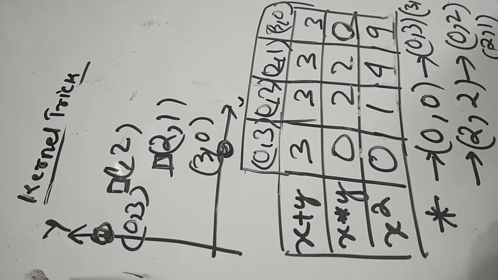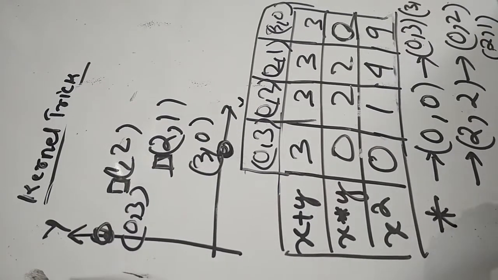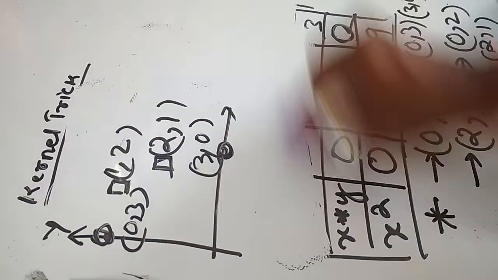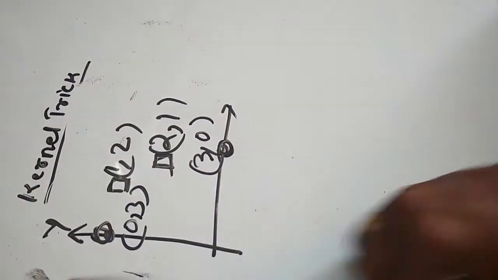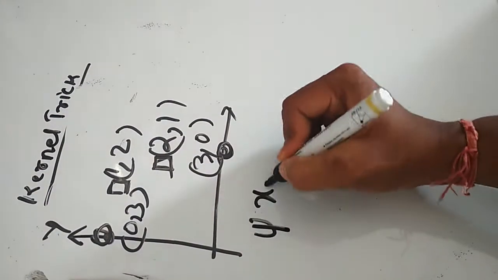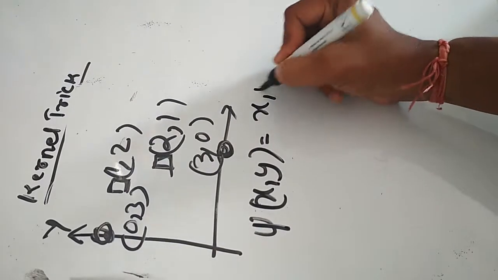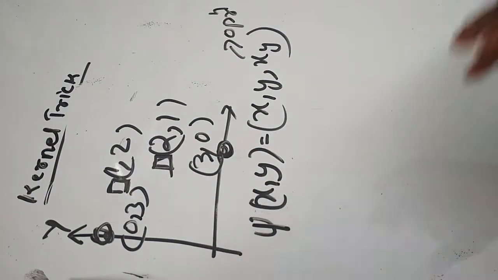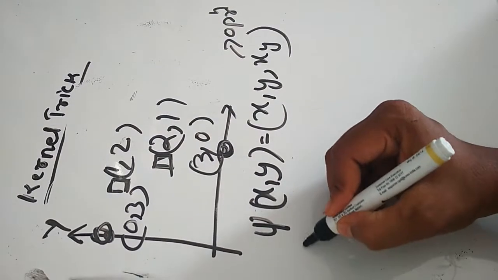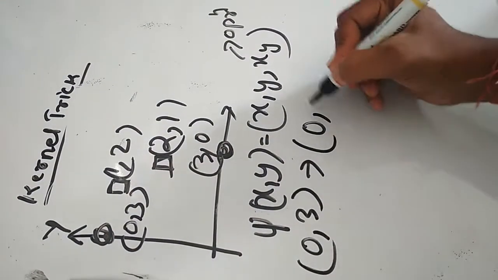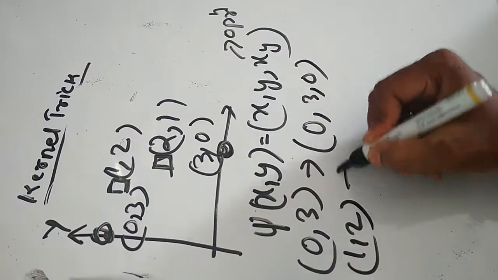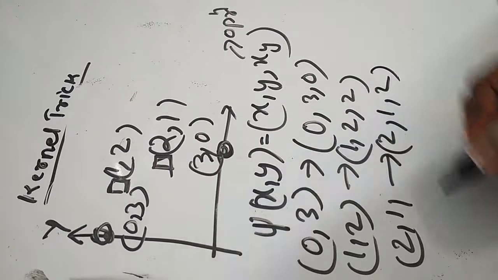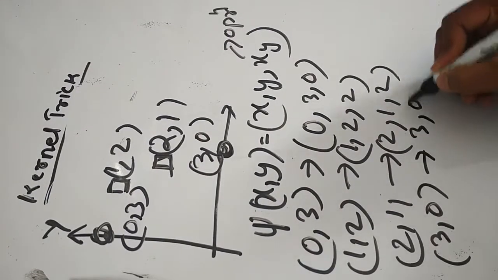So we can represent this by applying a rule, that is x star y, in 3 dimensions. So how to represent this in 3 dimensions? In 3 dimensions we can represent psi of x comma y as x comma y comma xy. This is the operation we are doing to represent the 2D parameters in 3D. So here we can see that 0, 3 will be 0, 3, 0, and 1, 2 will be 1, 2, 2, then 2, 1 will be 2, 1, 2, then 3, 0 will be 3, 0, 0.